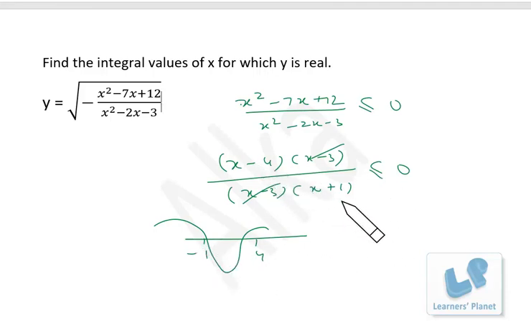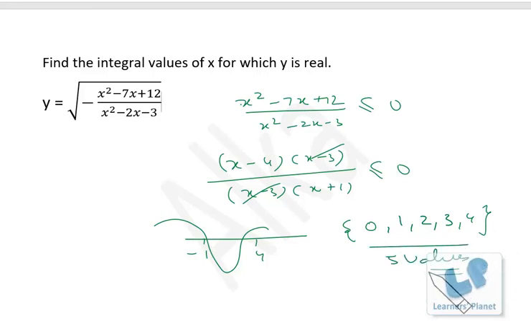4 can be included, but minus 1 cannot be included. Right? Because negative 1 will make the denominator 0. So what are the values that we can take? After minus 1 we have 0, then 1, then 2, then 3, and 4 itself. 4 also we can take. Right? So 0, 1, 2, 3, 4, 5 values are there.